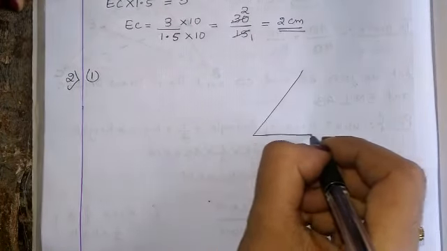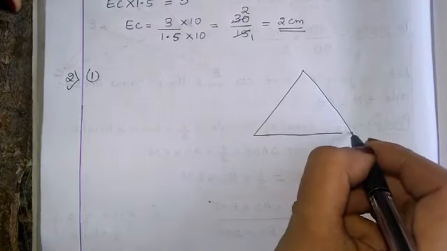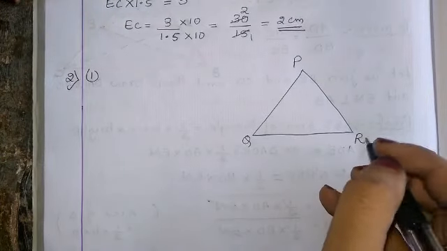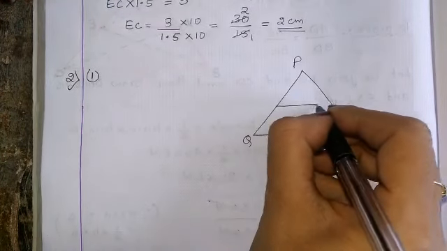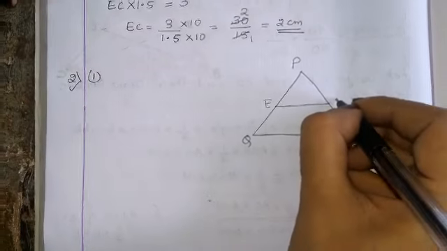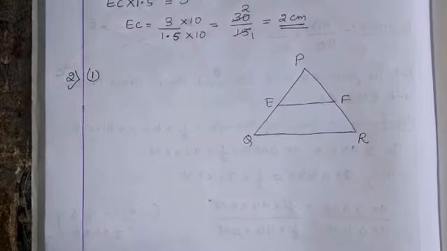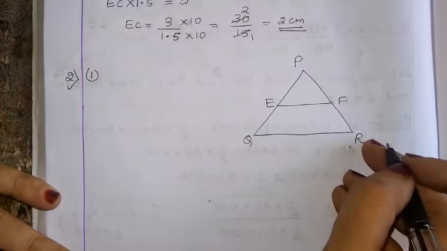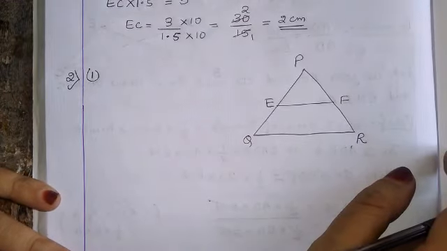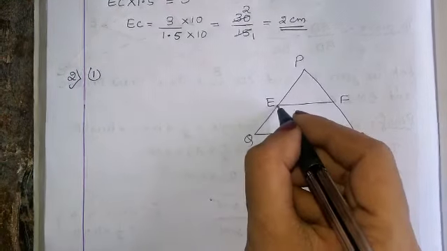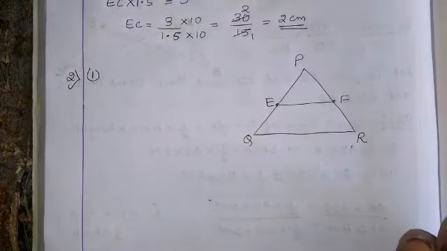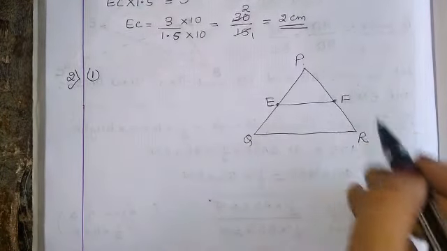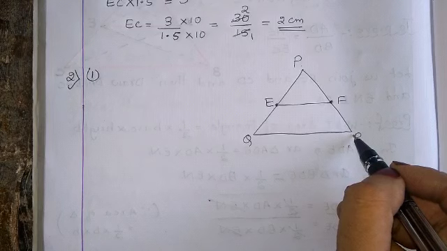I'll draw one triangle they have mentioned in the question. PQR is a triangle and let us draw two points E and F. Now what they are saying, we should check whether EF is parallel to QR or not in every case. They have told E is a point on PQ and F is a point on PR. They have told like that in the question.